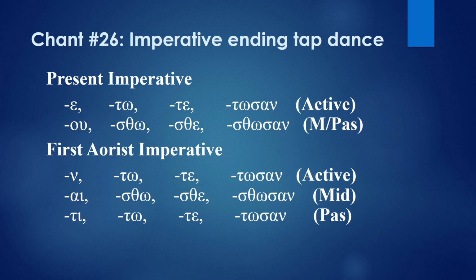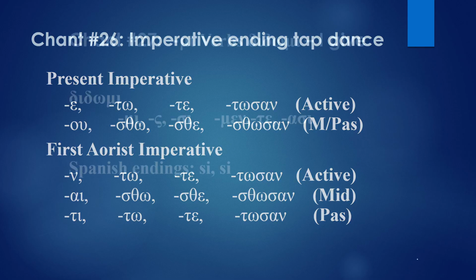Once again, E to tosan, U thosan, N to tosan, I thosan, T to tosan. And a third and final time, the same. Chant number 26, imperative endings chant.